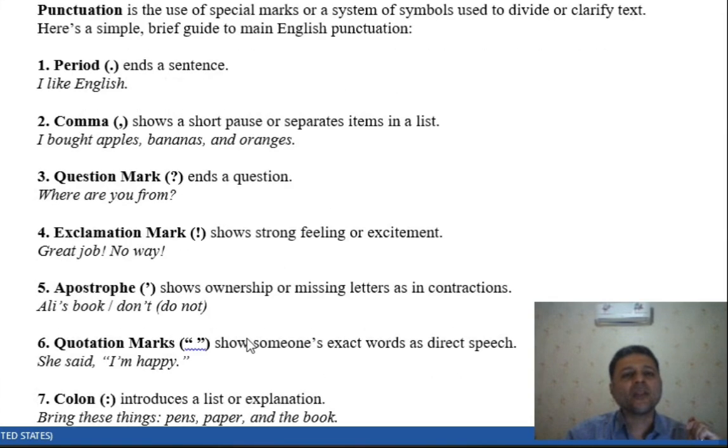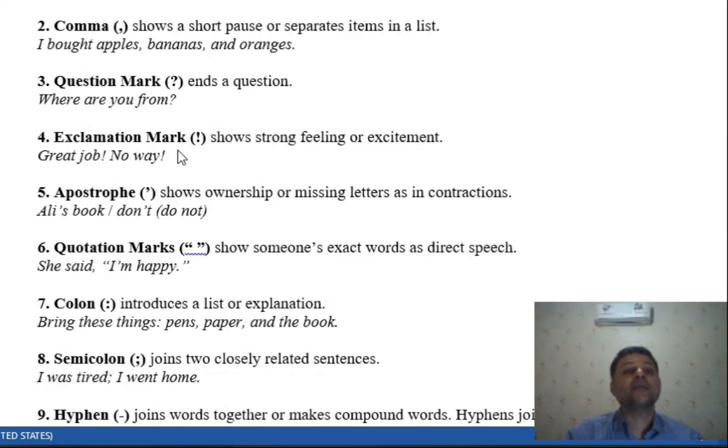Okay? The next one, or the fourth one, exclamation mark or exclamation point. It shows a strong feeling or excitement. Usually, when you're full of emotions, you say something like, great job, nice job, for example, to your friend or your teacher. Or, no way, you don't want it to happen, right? So we end it with an exclamation point or mark.